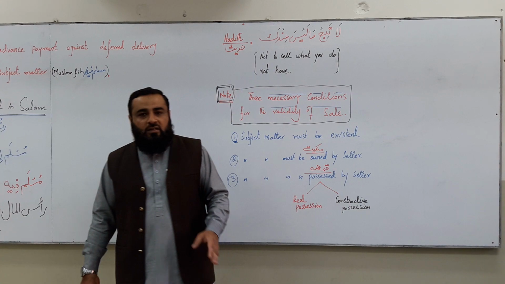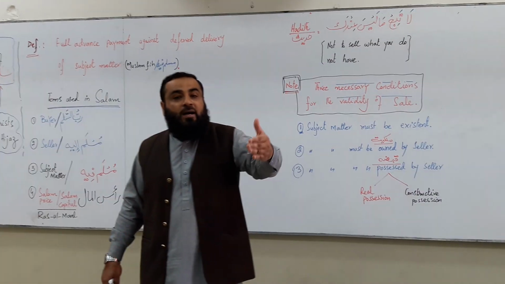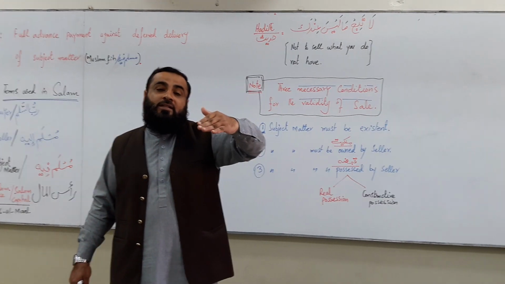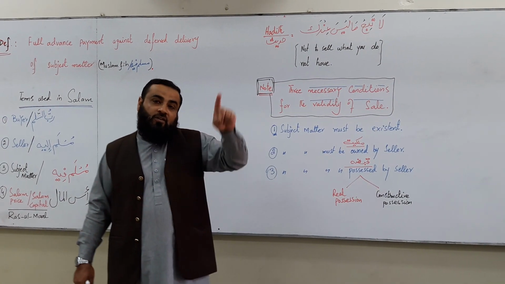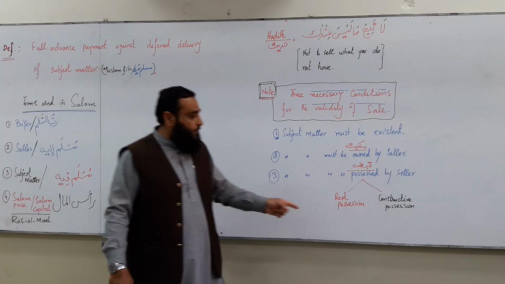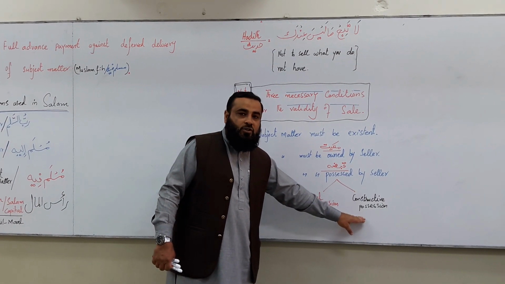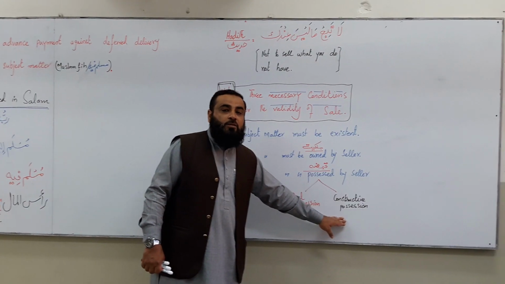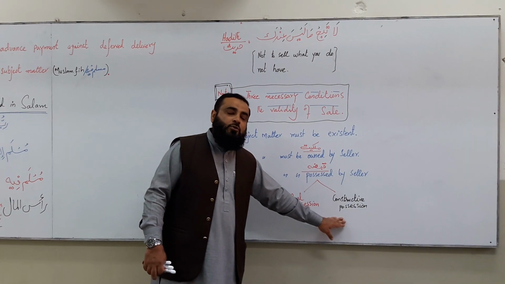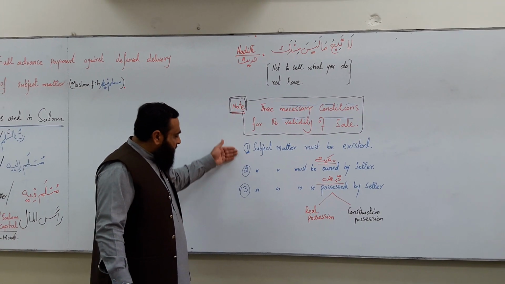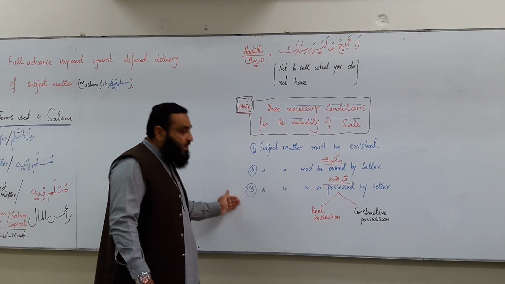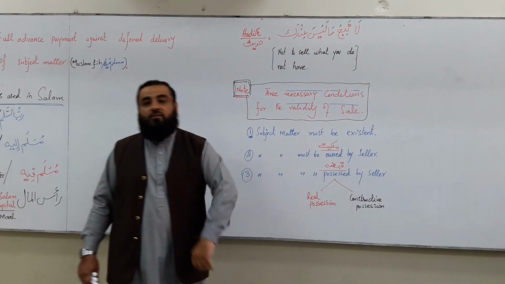Constructive possession means that something is possessed by the seller's agent. It is also called possession of the principal. That possession will be considered constructive possession because the thing is not in the physical possession of the owner but in the possession of his agent. So these three conditions are necessary for the validity of a sale.